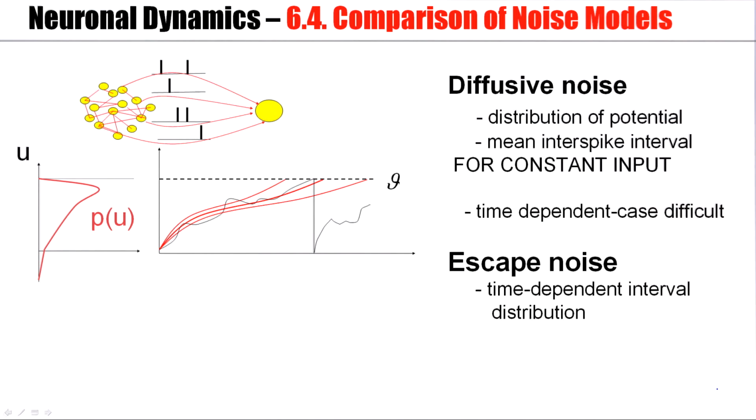Let me summarize the first part of lecture 6.4. For diffusive noise, we are able to calculate the distribution of membrane potential. We are able to calculate the mean interspike interval for constant input. But the time-dependent case is difficult. The advantage of an escape noise formulation is that we have access to the time-dependent interval distribution. Now the question arises whether the diffusive noise model can be approximated by an escape noise model. And that's the topic for the continuation of this lecture 6.4.